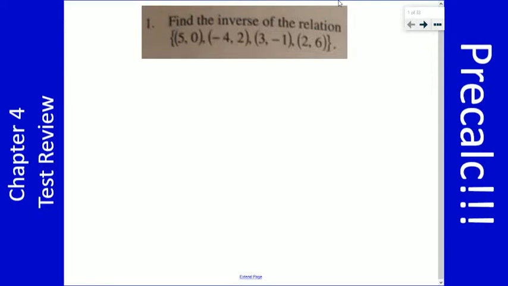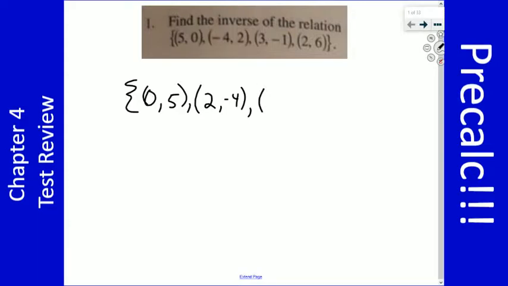This is saying find the inverse of the relation. Whenever we're taking an inverse, we're switching x and y components. So we're going to take our x and y components of each of these points and switch them. So we have (5, 0) becomes (0, 5). Make sure you put parentheses around it. (Negative 4, 2) becomes (2, negative 4). We just grab that entire number and switch it. We don't need to worry about the negatives or positives. Wherever that number is, it's going to switch from the x to the y or from the y to the x. Negative 1, comma 3, and 6, comma 2. And there's the inverse of our relation.